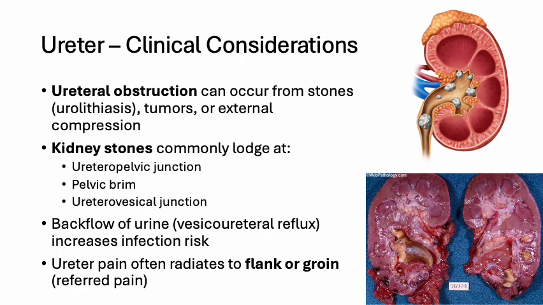Clinically, the ureters are vulnerable to blockage, especially from kidney stones. These stones often get trapped at natural narrowing points: the junction where the renal pelvis meets the ureter, the crossing over of the pelvic brim, or the point where the ureter enters the bladder. Such obstructions can cause intense pain, commonly felt in the lower back or groin due to shared spinal nerve pathways. Chronic obstructions or reflux can also lead to infections or kidney damage, highlighting the ureter's important role beyond just transportation.